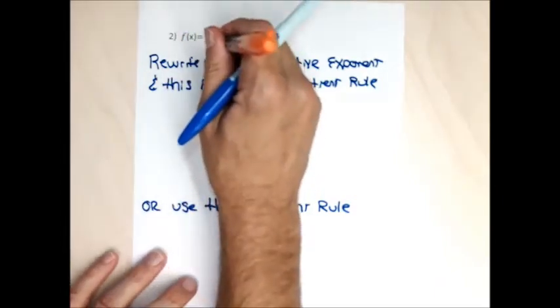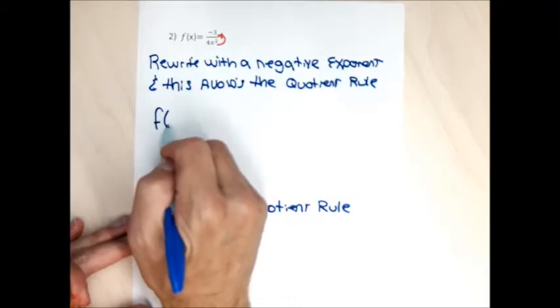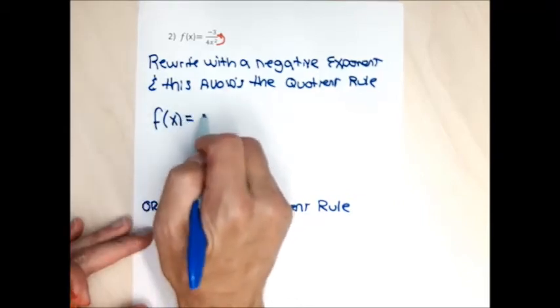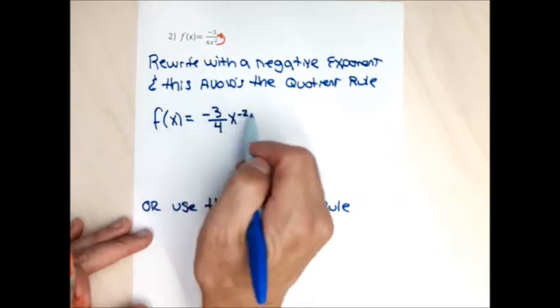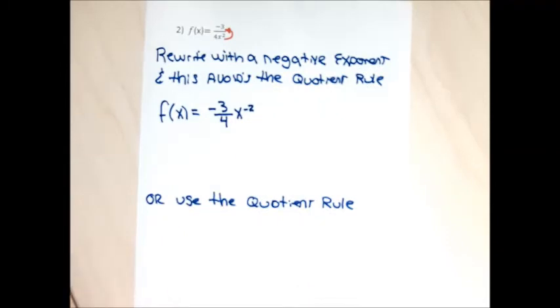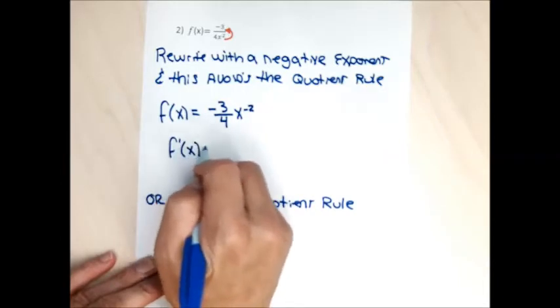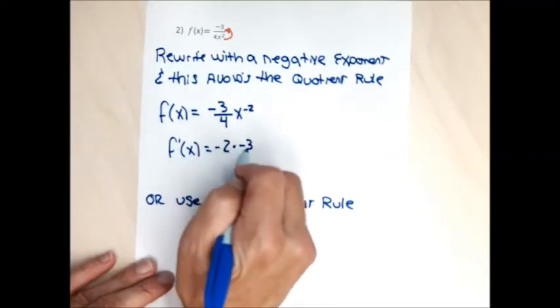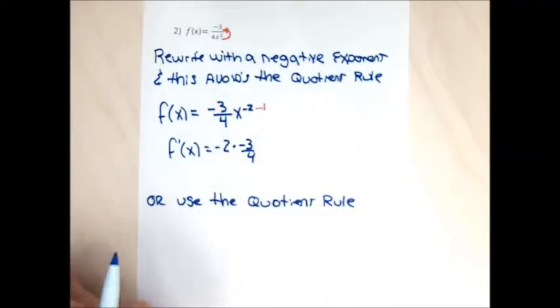For the first method, I could bring the x squared up from the denominator. I'd probably just write it to the right of the fraction with a negative exponent. I could have actually put that in the numerator as well. But that x squared, I can dig it out of the denominator and either put it in the numerator or put it next to the fraction. And now I can do the derivative by just taking the exponent of negative 2, multiplying it by the coefficient of negative 3/4, and then lowering the exponent by 1. Negative 2 minus 1 is negative 3.